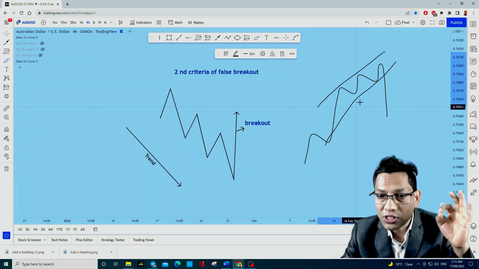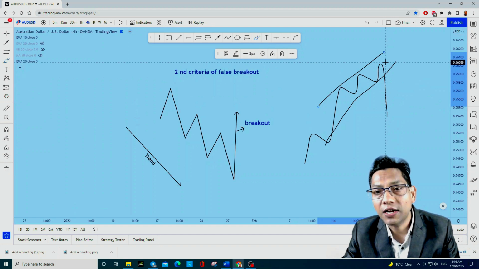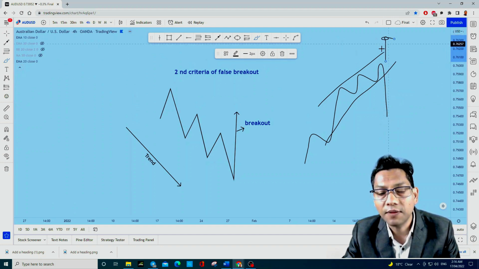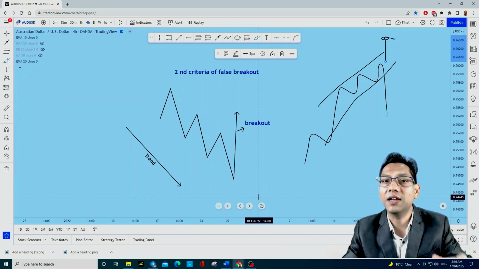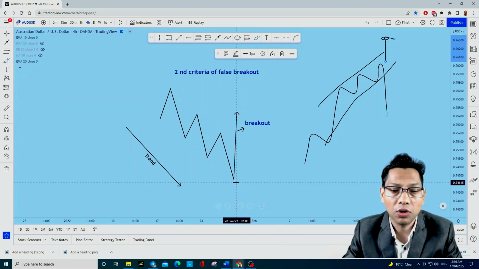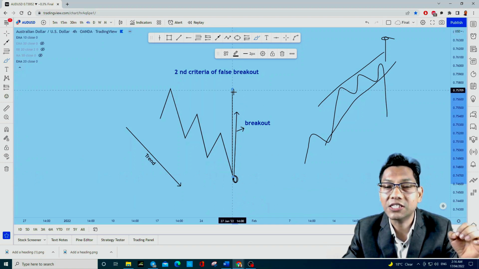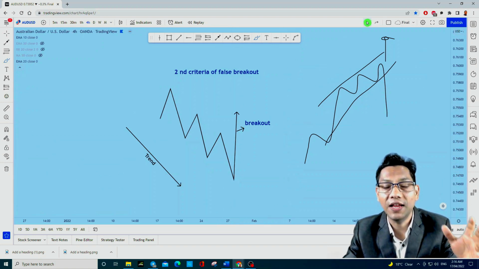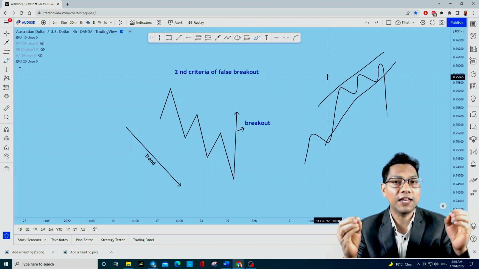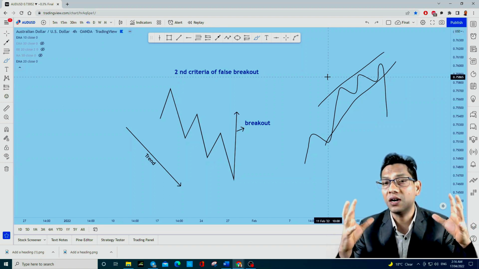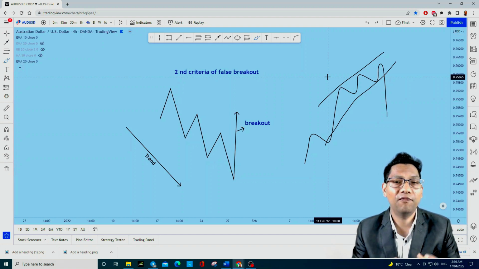Normally, if you see an uptrending market, the market should break out to the upside, or if you see a downtrending market, the market should break down to the downside. But if you see this kind of unusual move, that is a sign of false breakout. So two criteria we have seen. Let's see the third criteria of a false breakout.